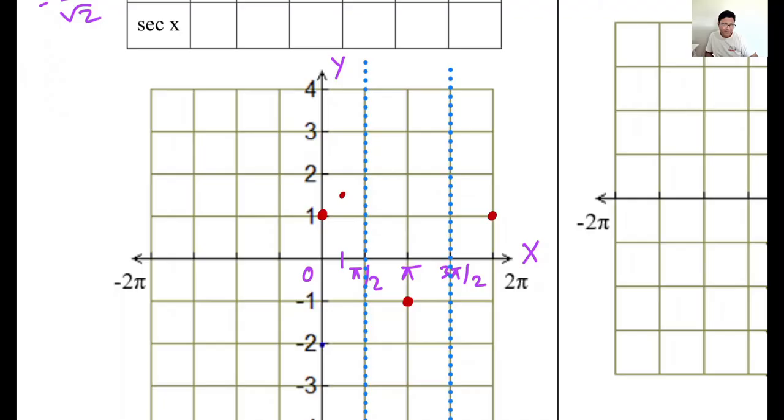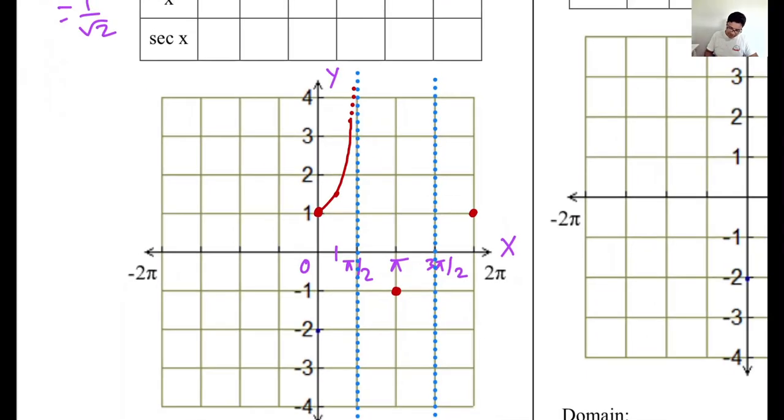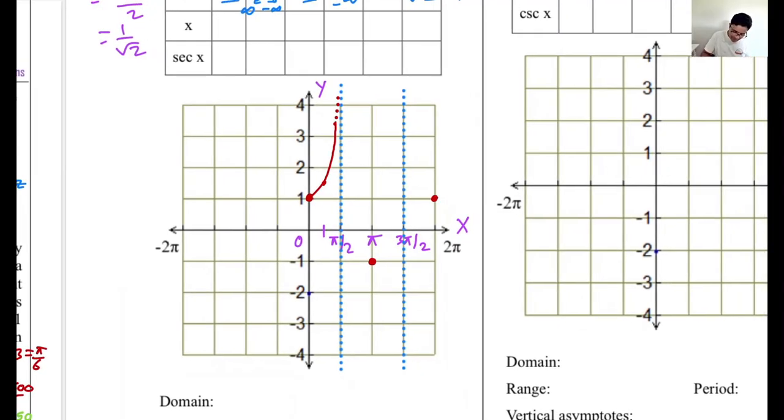So what would be a safe way to sketch a graph here? It starts at 1 and then goes to infinity when it is close to pi over 2. It makes sense that we draw our graph like that, right? And not only that, we have this value at pi over 4, which is root 2, and based on that we can draw it like that.